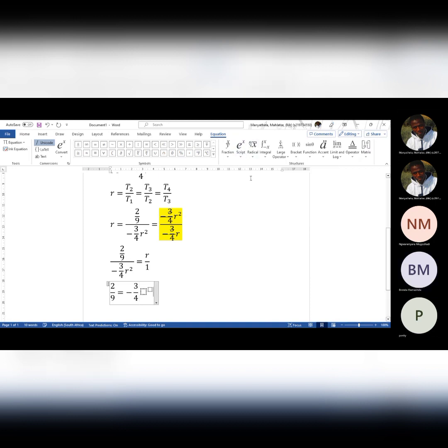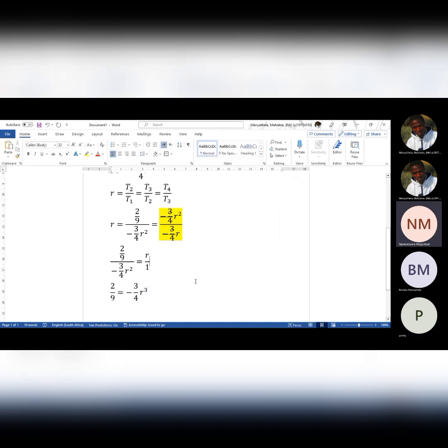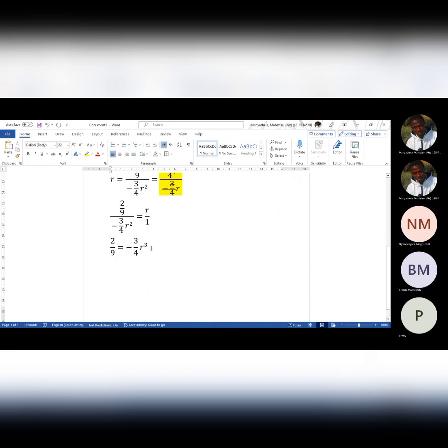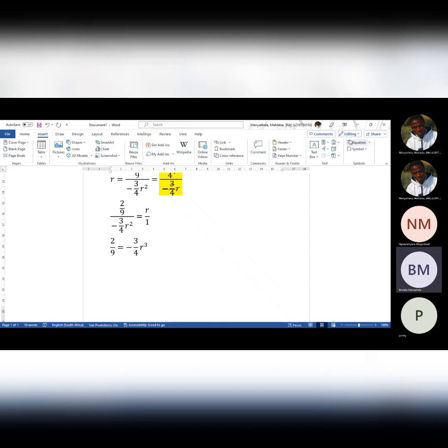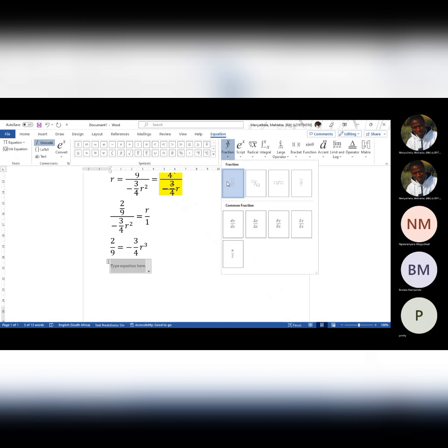R cube, not R squared. So dividing both sides by minus 3 over 4, we get R cube equals two over 9 divided by negative 3 over 4. That gives negative 8 over 27.